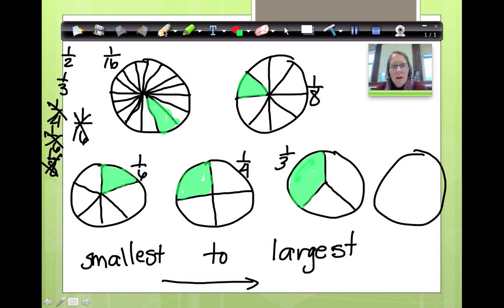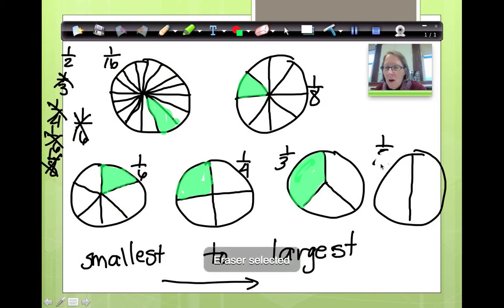So 1/2 should be my largest piece. 1/2, whoops, 1/2 should be greater than all the pieces. Is that true? It absolutely is, isn't it? Well, we can see even just by looking at it. Color it in. Okay, good. Now, we're going to be looking at the sizes and comparing the sizes.